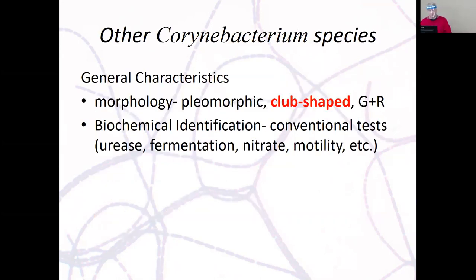Again, the general characteristics: a pleomorphic, club-shaped, gram-positive rod. In biochemical identification, we have urease, fermentation, nitrate, motility, etc. for conventional tests. And on this one, I can see a little bit of the club up here. So there's a club, just a fat end to this gram-positive rod.